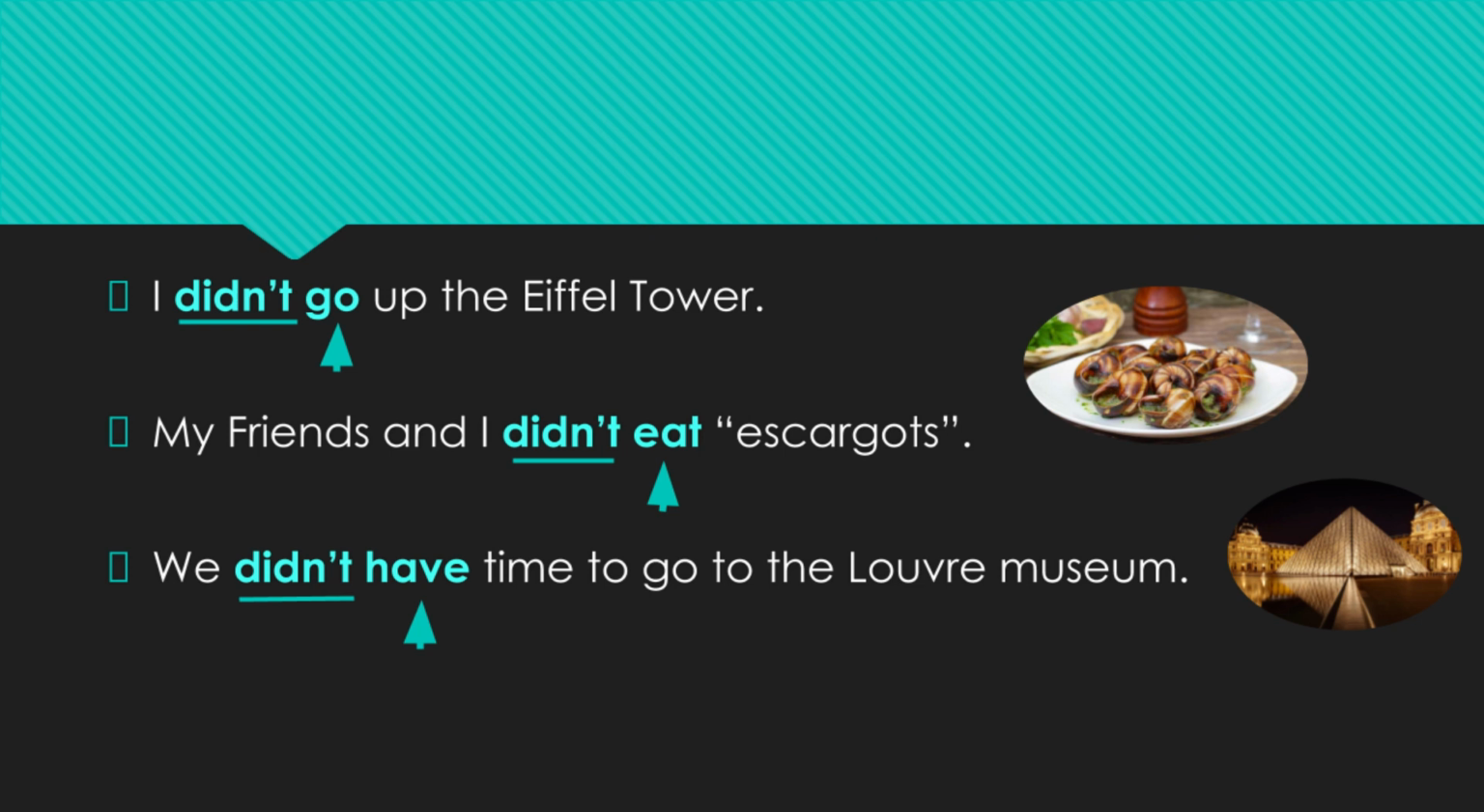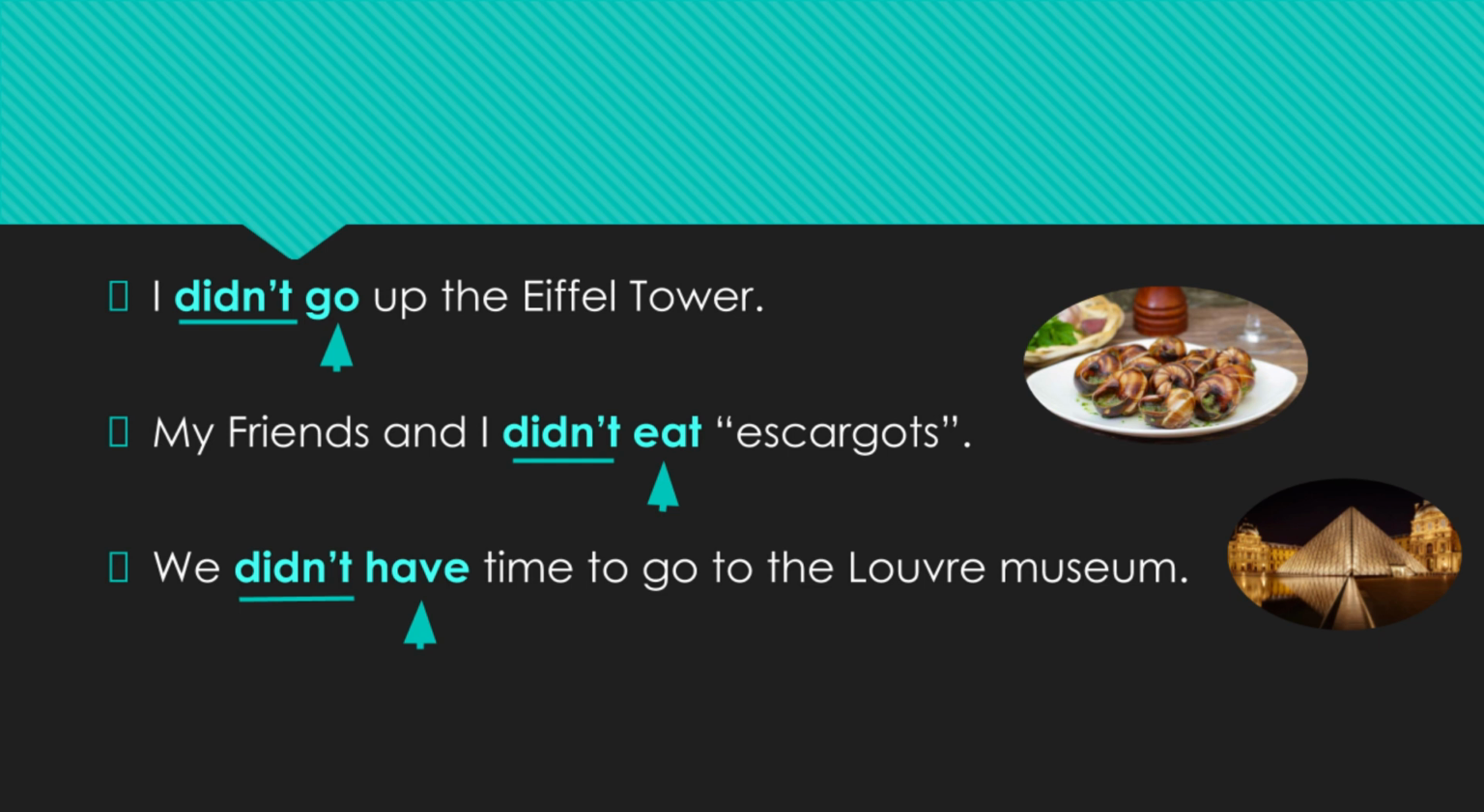I didn't go up the Eiffel Tower. My friends and I didn't eat escargots. We didn't have time to go to the Louvre Museum. What can you see here? What can you observe? Do you see that we have a word in common? This word is called an auxiliary.